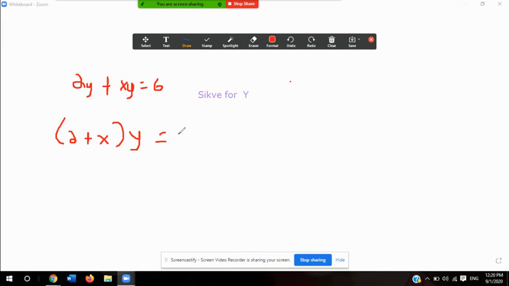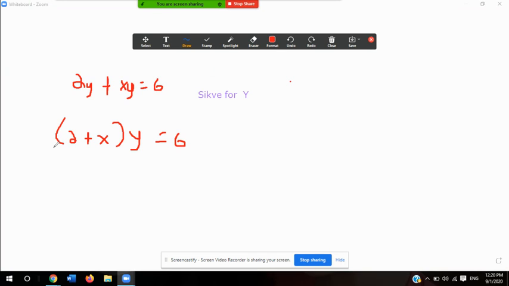So, whenever you have a problem similar to this one, that means that you have to work backwards, okay? And what I mean by working backwards is observe the left-hand side, in this case, the 2y and the xy. Now, they're both the result of 2 multiplied by y and of x multiplied by y. And now, if I want to solve for y, what I need to do is divide by 2 plus x on both sides.